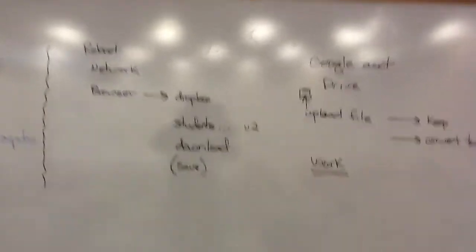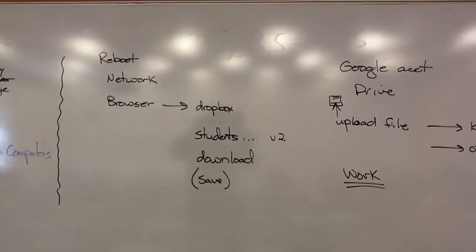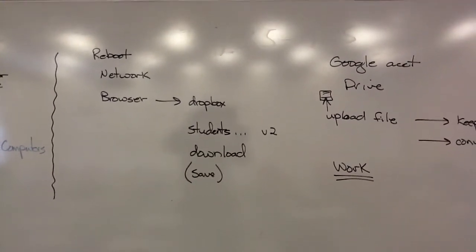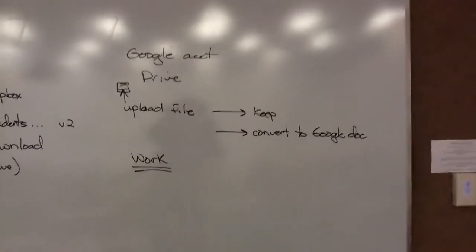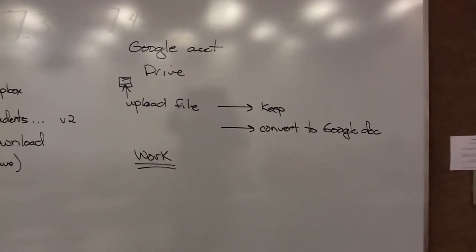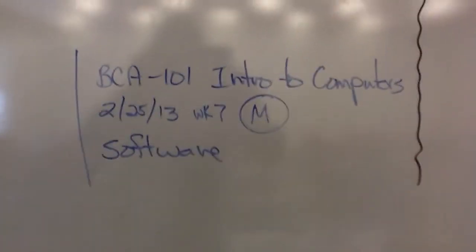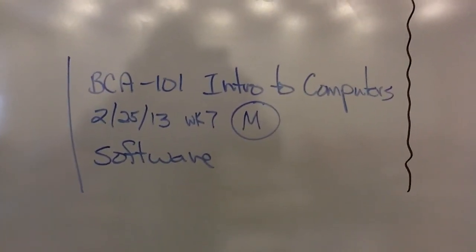The students headed upstairs. They were going to reboot the machines, log into the network, and open a browser. They're going to go to Dropbox, download the file on the computer, then upload that file into a Google Doc in order to work on it. I'm going to head up there and see how that went. And then we're going to look at some examples using spreadsheets. And that's it.